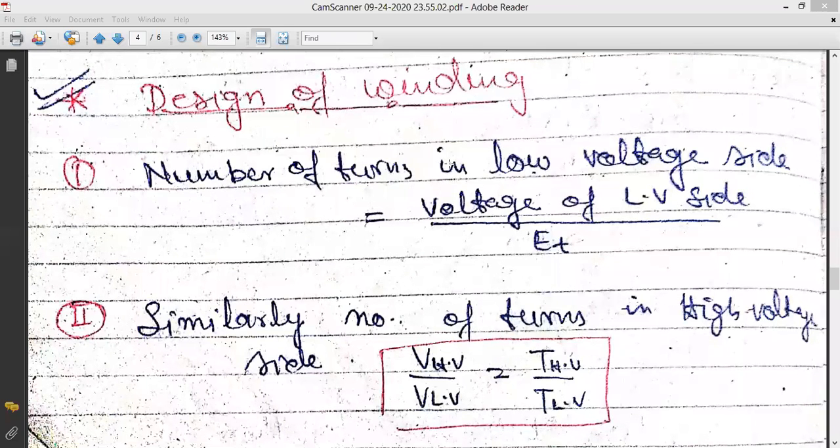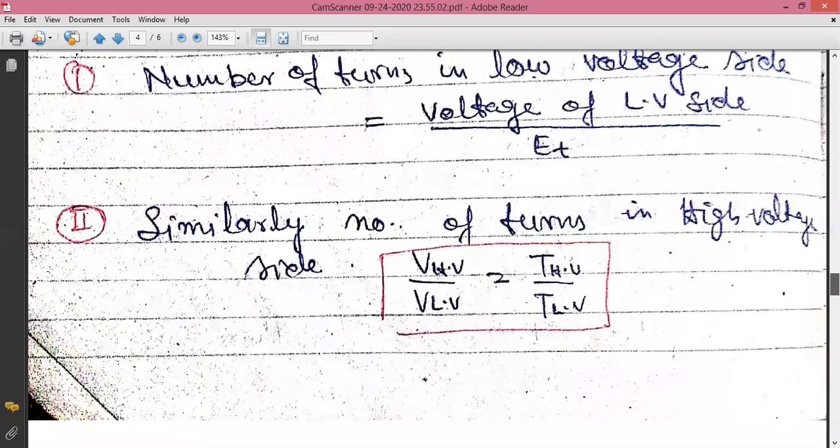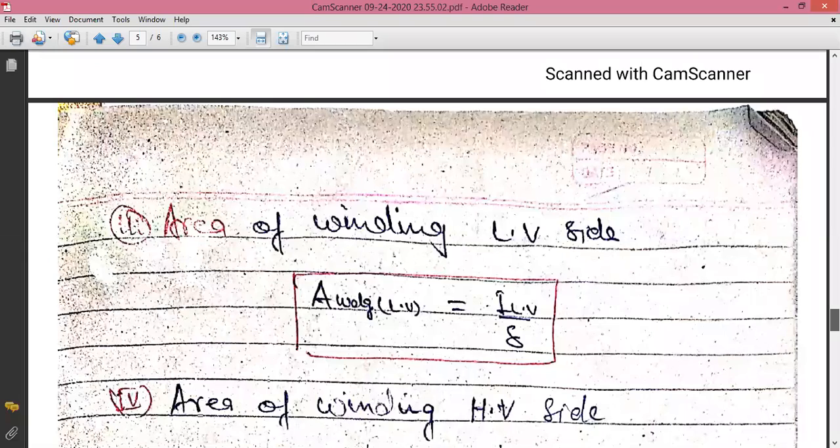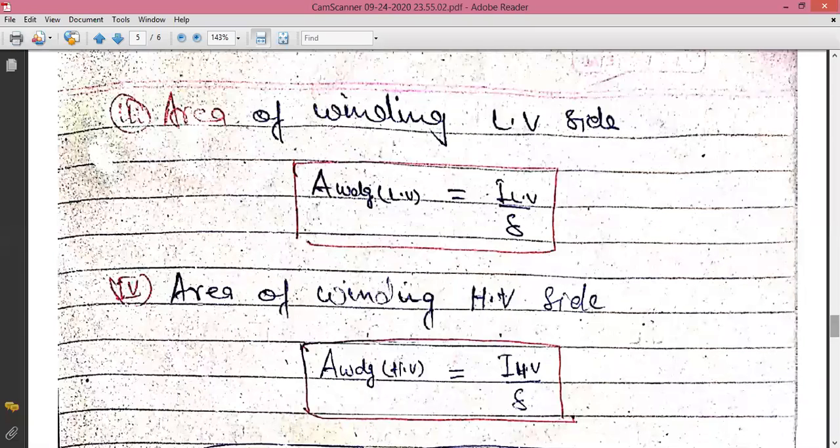This is the first step that I will tell you. In winding details, you have to calculate the three main things. This is the one thing you have to calculate, the turns. Now, after getting the turns, we have to calculate area of the low voltage and area of the high voltage. Now see, area of the low voltage winding is given by simply ILV upon current density, and area of the high voltage side is given by IHV upon current density. Clear?